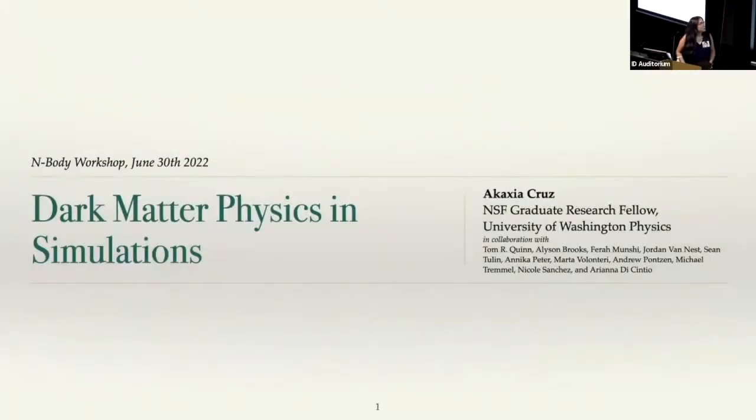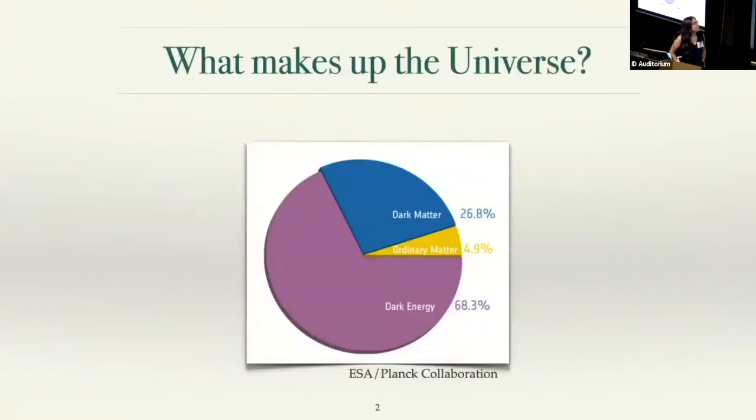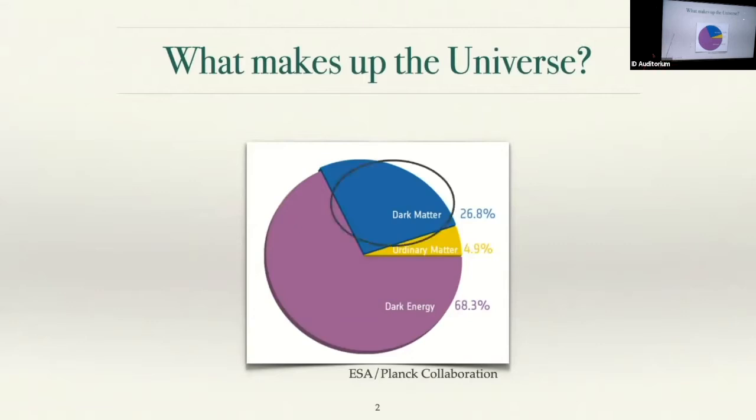So I'm going to be talking about dark matter physics in simulations. And I'm going to start with this question of what makes up the universe. I know that you all have seen this figure before from Planck. All of the talks that we've heard about so far are some fraction of this ordinary matter, or what's called baryonic matter in the astrophysical community. But what I'm going to spend my time talking about is this larger part of the matter in the universe, so 85% of the matter, not the matter and energy, dark matter.